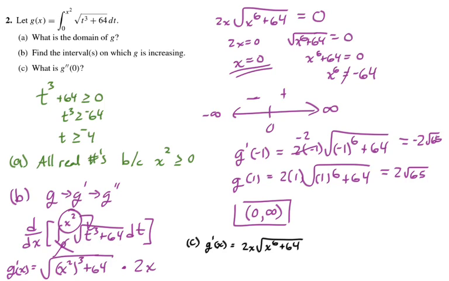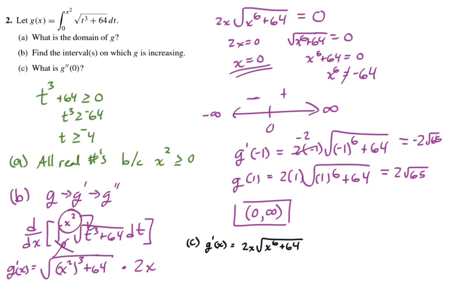The last part of this question asks us to find g double prime of 0. So I'm going to find the second derivative of this g, which means I've got to take the derivative of g prime. It looks like we're going to have to use the product rule because this function is multiplying this function. And then we're going to have to use the chain rule because this function is inside of the square root.